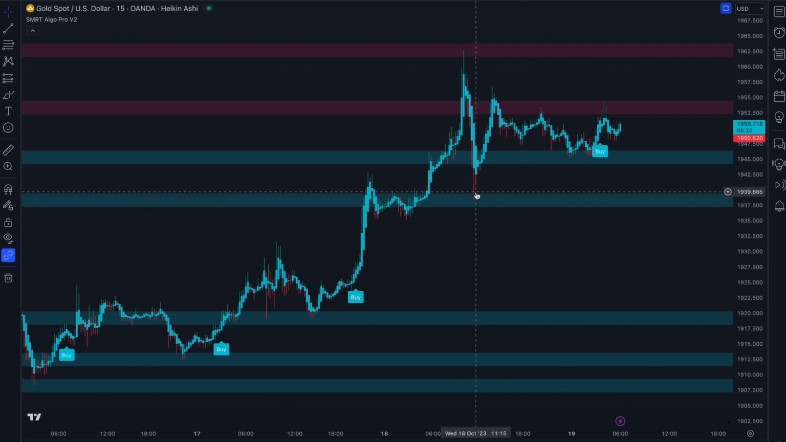So you can use this as an entry method. For example, if price retests this area of support, we can enter here and we can take price all the way up to here and we can take profit here. So you can use the indicator in a multitude of ways. For example, you can set it as an entry point. So here you can enter a short here and a buy here, or you can set it as a take profit level.